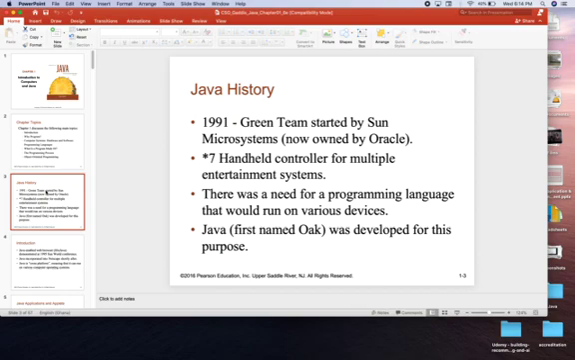Quickly, now we're looking at the history of Java. Java started with a development in 1991 by a green team in a subsidiary of Sun Microsystems. Now Java is owned by Oracle. Sun is one of those very old platforms where Java applications were created from.